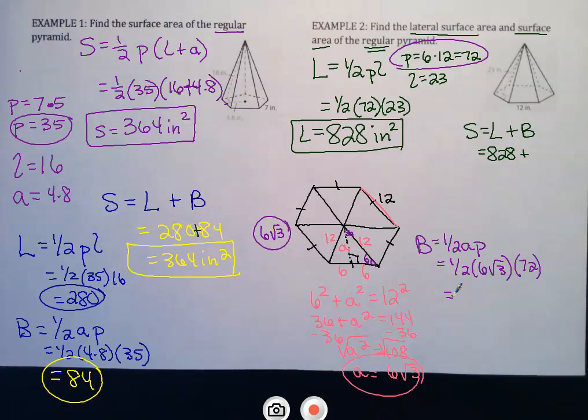Did you do your square root? On this calculator, you may have to do... where's the square root again? Okay, so do you have to do the square root of 108? Okay, and then times 0.5, and then times 72.